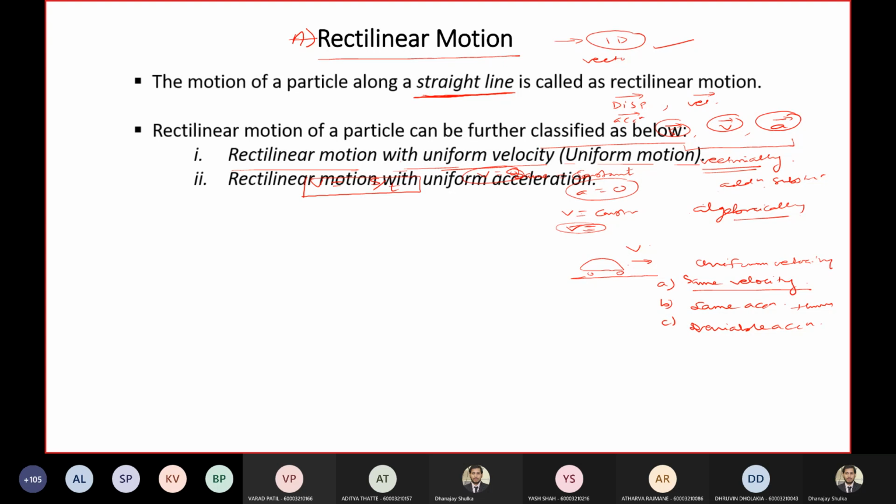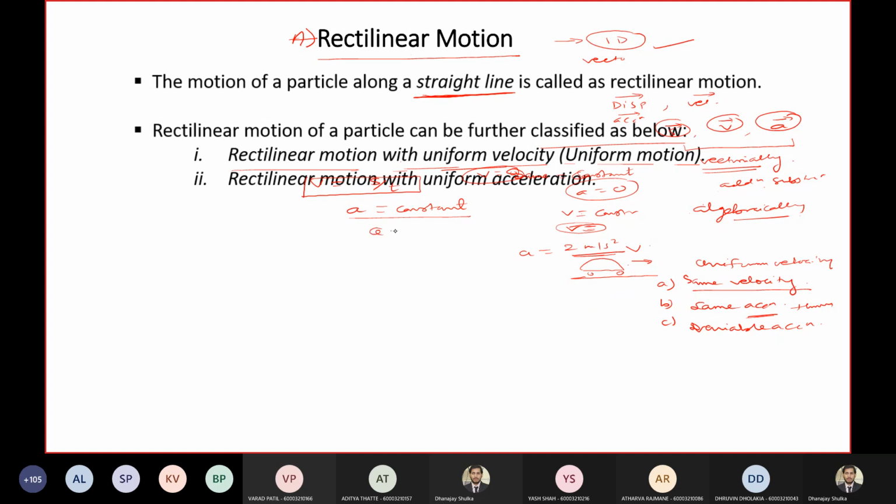The second motion which is possible is rectilinear motion with uniform acceleration. As I told you, acceleration will remain the same, that means constant throughout. So in those cases we can say acceleration will remain constant. Let's say a body is moving with 2 meter per second square. It is not variable. This acceleration is not going to change with respect to time. It will remain 2 meter per second square throughout the motion. That is what constant acceleration is.